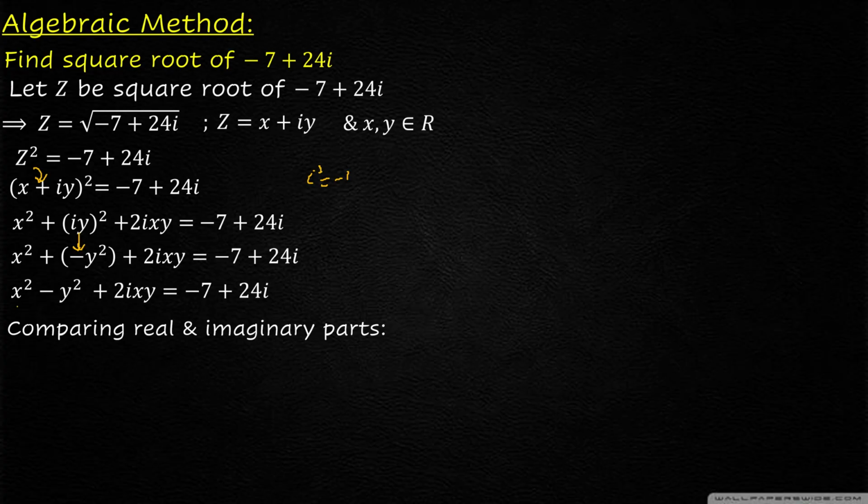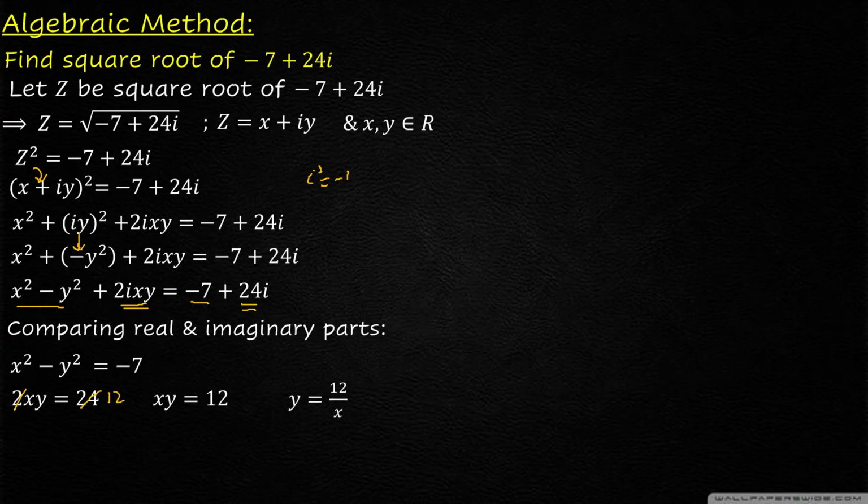After comparing, we see that x square minus y square is equal to minus 7 and 2xy is equal to 24. It gives xy is equal to 12. Here 2 has been cancelled with 24 to give 12. So y will be equal to 12 over x. Let's label these equations as 1 and 2. Now we shall solve these equations to get the values of x and y.